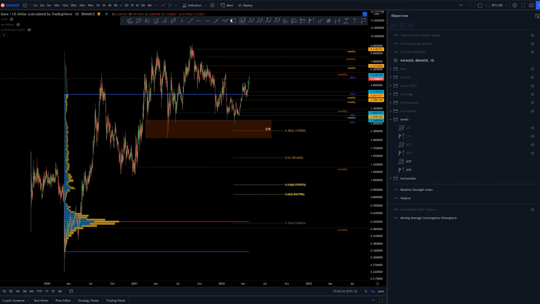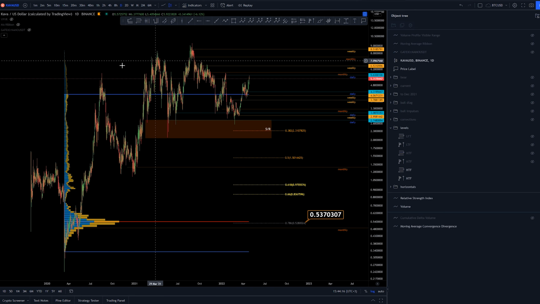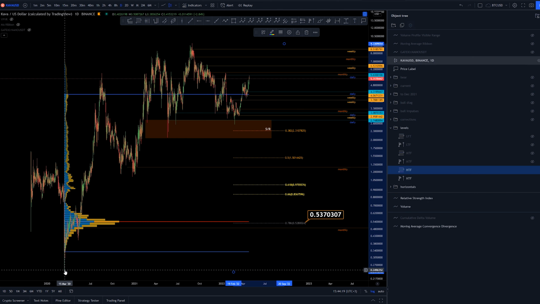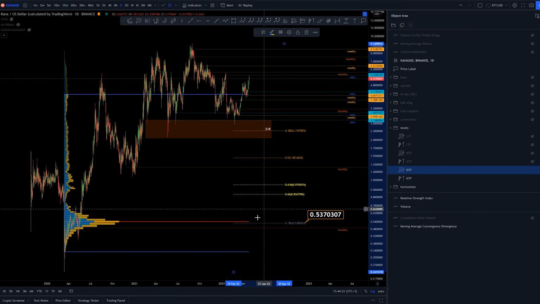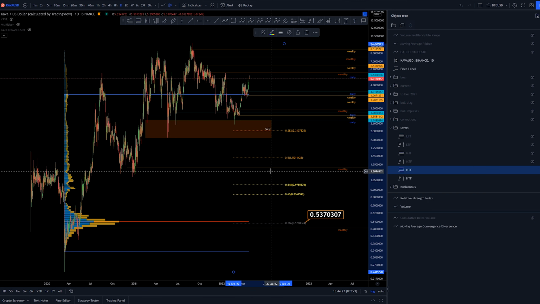As we can see, all of this price action up here is nothing volume based. Let's do that again. So anything up here is so much less volume compared to the structure down here. The point of control is all the way down here at around 53 cents, where we got the 0.786 retracement of this move from all-time lows to all-time highs. Now we got a couple of other retracement levels here, but again nothing super significant on them at the moment.